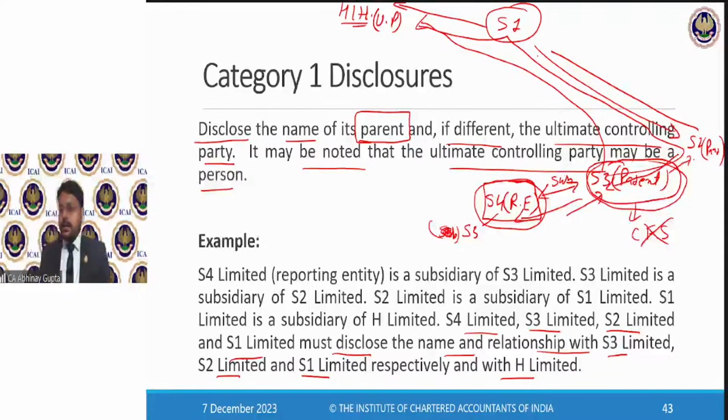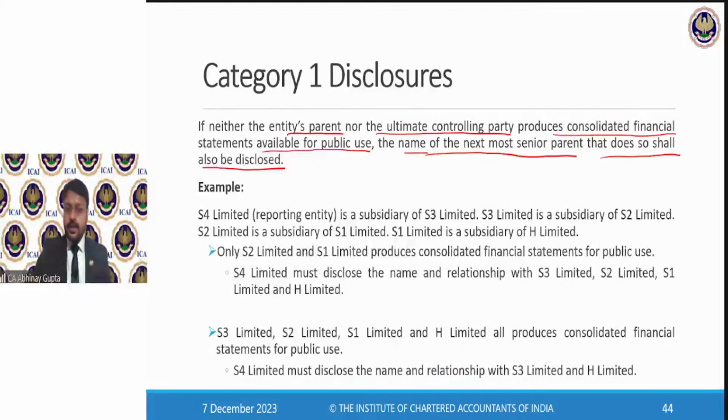So we will tell which next senior parent is producing. Suppose if S2 is producing, we will say S2 is producing. If S2 is also not producing, we will say S1. If S1 is producing, we will say S1 is producing. Otherwise, H Limited eventually will be producing because that is the ultimate parent. So that disclosure is required.